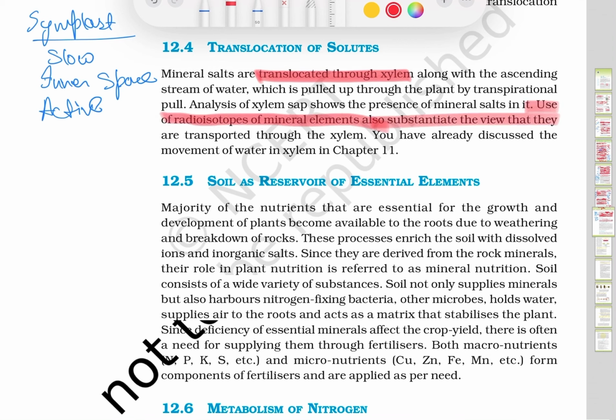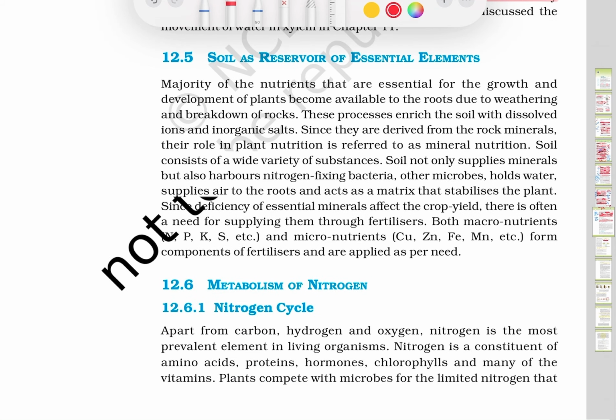Soil as a reservoir of essential elements. The majority of the nutrients essential for the growth and development of plants become available to the roots due to weathering and breakdown of rocks. These processes enrich the soil with dissolved ions and inorganic salts. Since they are derived from rock minerals, the role of plant nutrients is referred to as mineral nutrition.